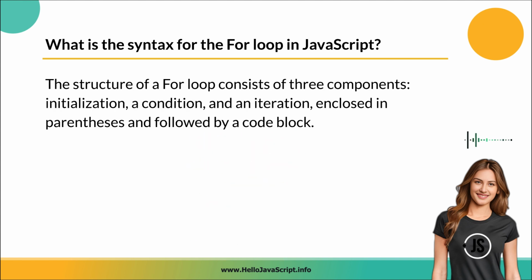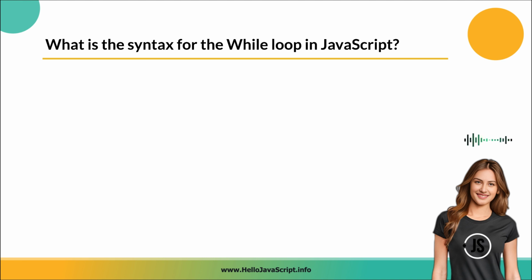This is the correct way to answer this question. The structure of a for loop consists of three components: initialization, a condition, and an iteration, enclosed in parentheses and followed by a code block. Now, for the final question. What is the syntax for the while loop in JavaScript?